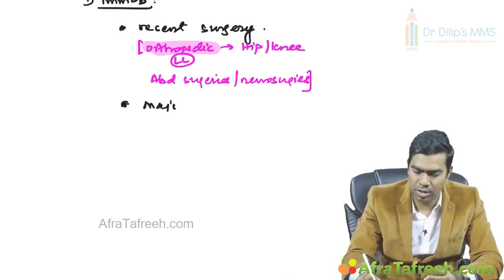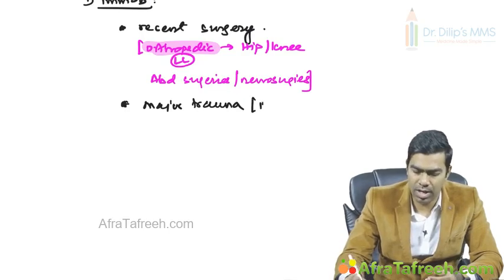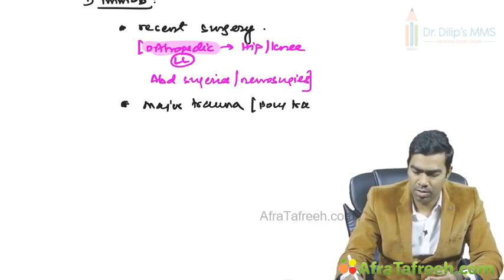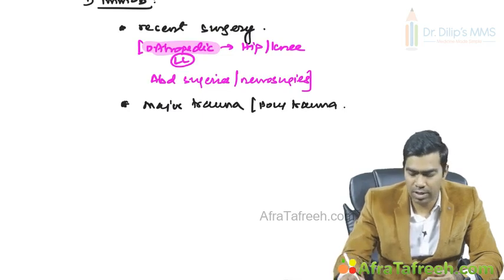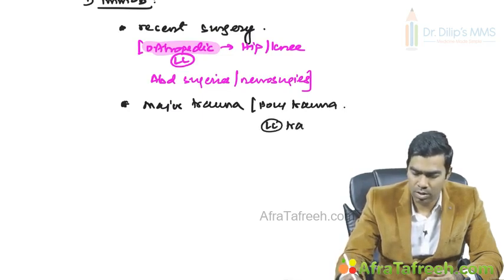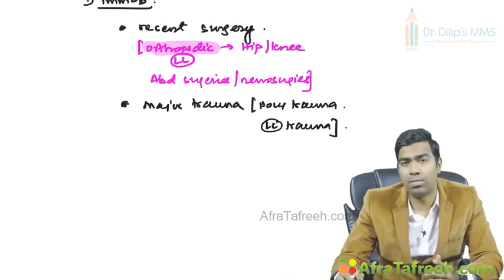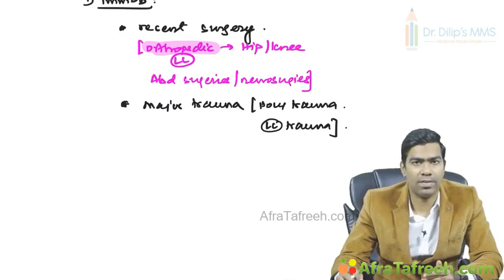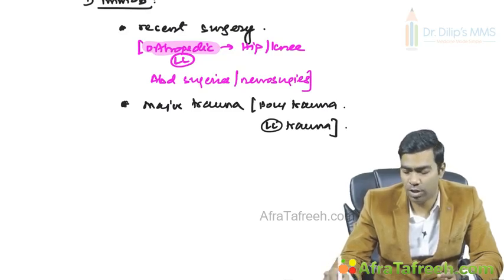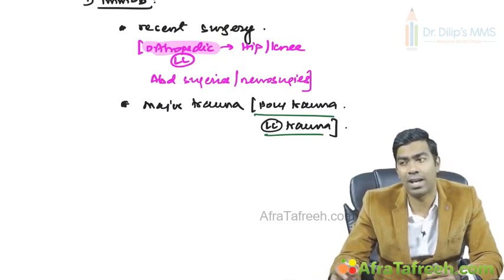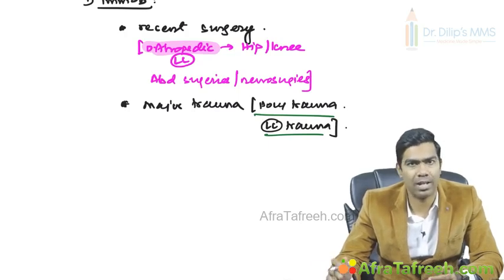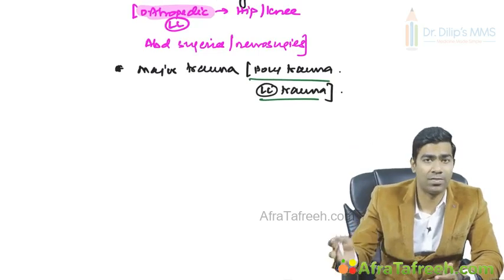Then major trauma. Major trauma in the sense, typically a polytrauma or especially a lower limb trauma. Clear? This is again one of the important risk factors for developing a DVT and a PE because of the immobilization. Polytrauma and lower limb trauma are comparatively going to have a higher risk of immobilization for a longer time compared to upper limb trauma or trauma to other areas, where the patient will be mobilized faster.